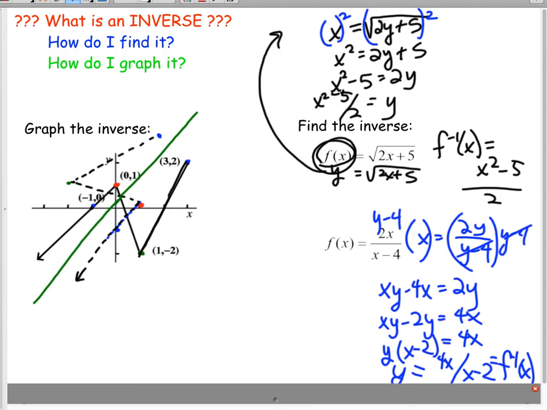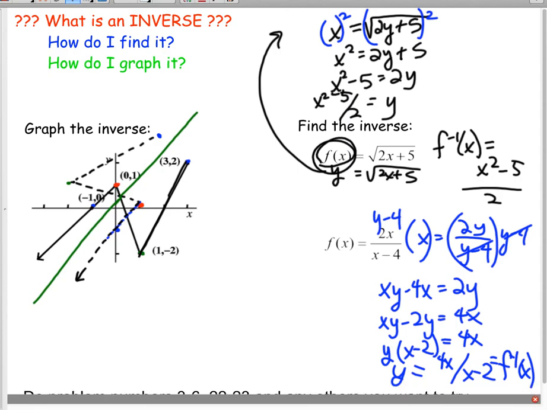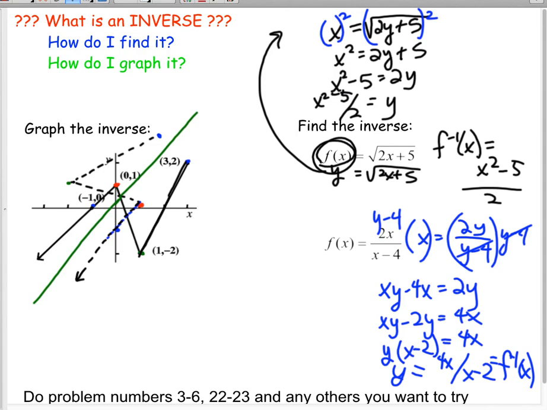So, if you want to do a couple more problems, let me just see if I can get this a little bit better. You can try 3 through 6 and 22 and 23. And any other ones that you want to try, those are just the ones that we've covered a bit of. So I'm going to stop this recording right now, and if you're ready to go on and want some help on the next one, you just grab the next video and play it.